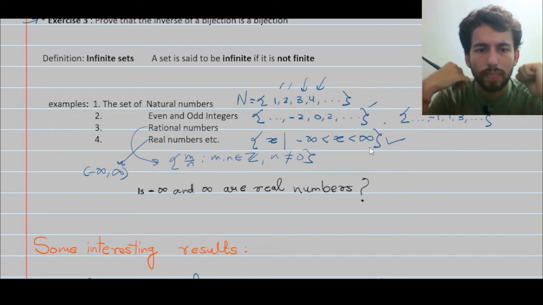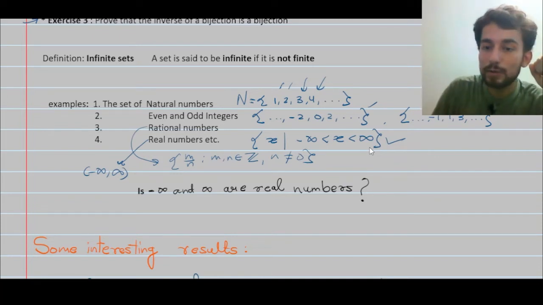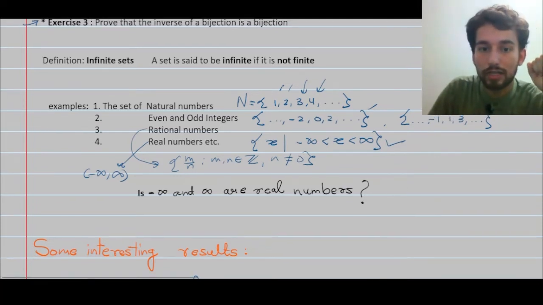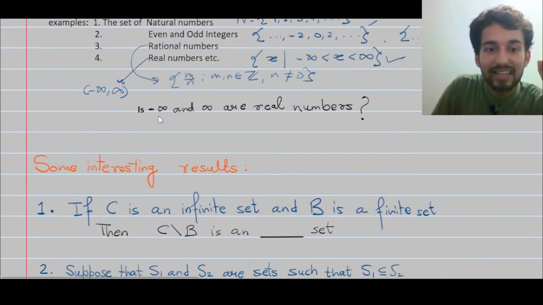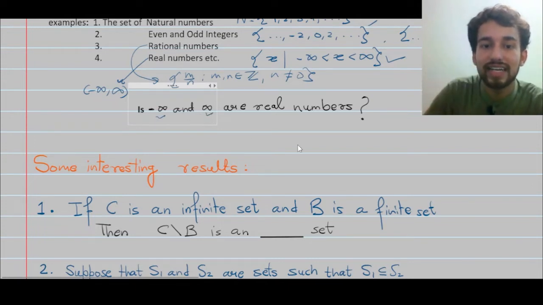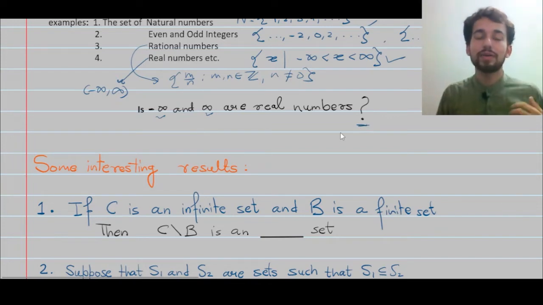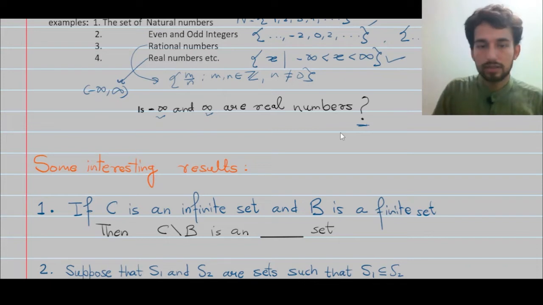Now, here again is a question I have asked you, in order to check your fundamentals. These two symbols which I have just denoted by minus infinity and infinity, are these real numbers? Yes or no? So try to answer me in the comment box. Okay, so this we studied about the infinite set, the definition.